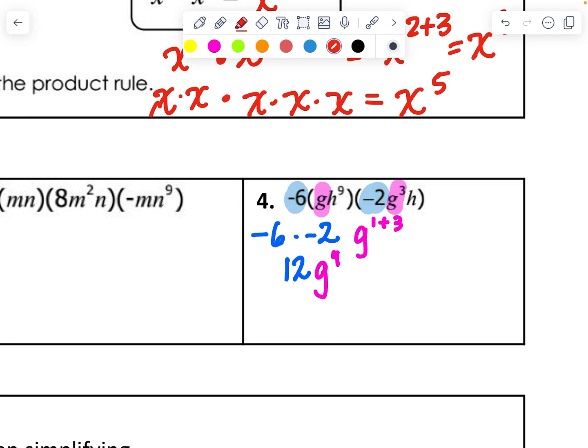All right, and then I've got H's. It says to do H 9 times plus another 1 time, because there's just one H there. So that's H to the 10th. That's your answer.